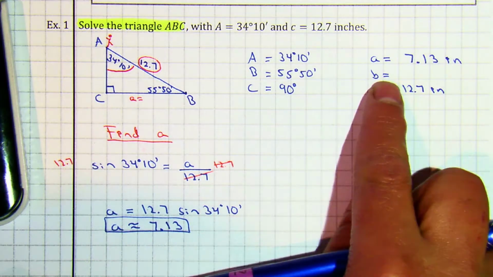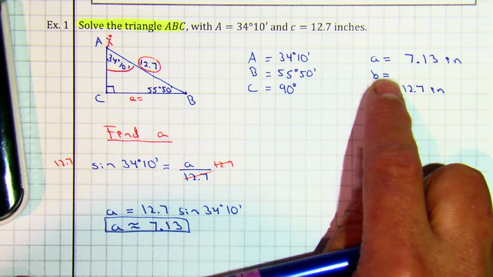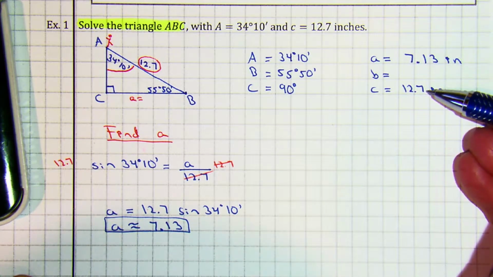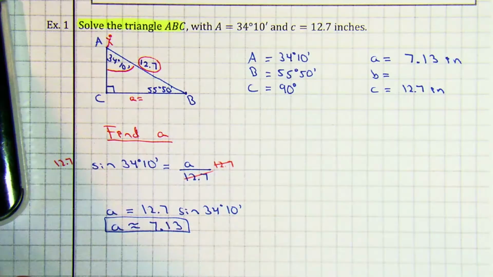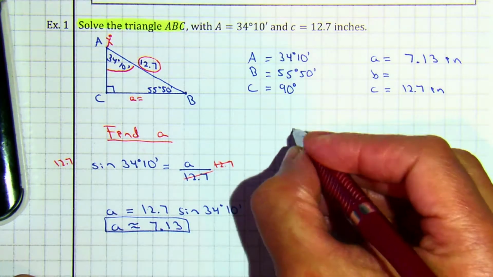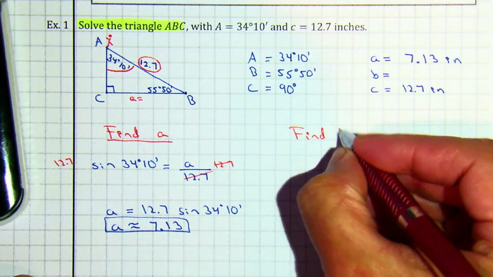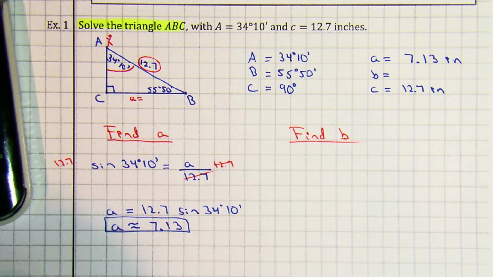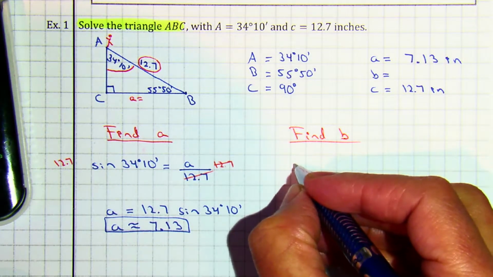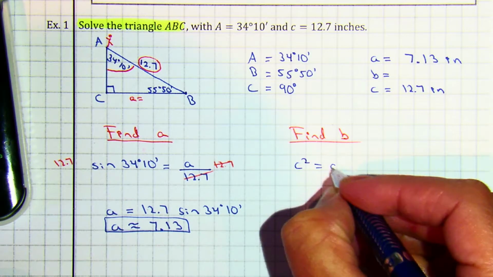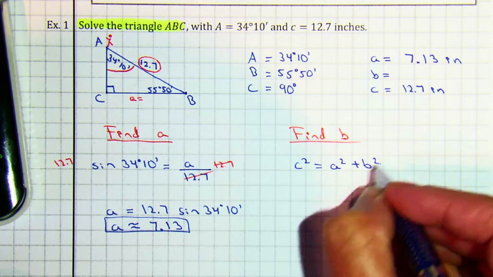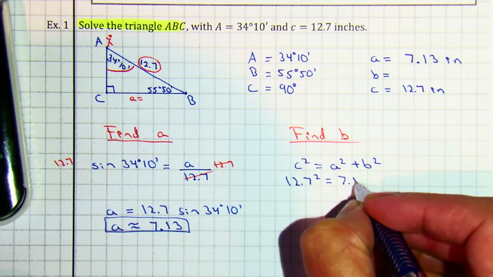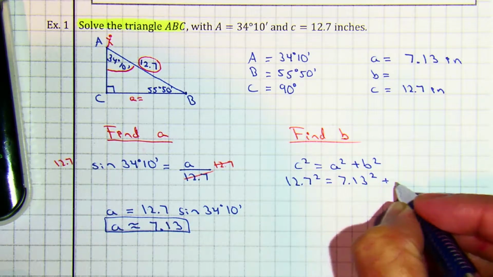Now, I need to find letter B. And I have a choice. I can use right triangle trigonometry, but since we have 2 sides, we can also use the Pythagorean theorem. So let's go and find B. So therefore, C squared is equal to A squared plus B squared. We have 12.7 squared. A will be 7.13 squared plus B squared.